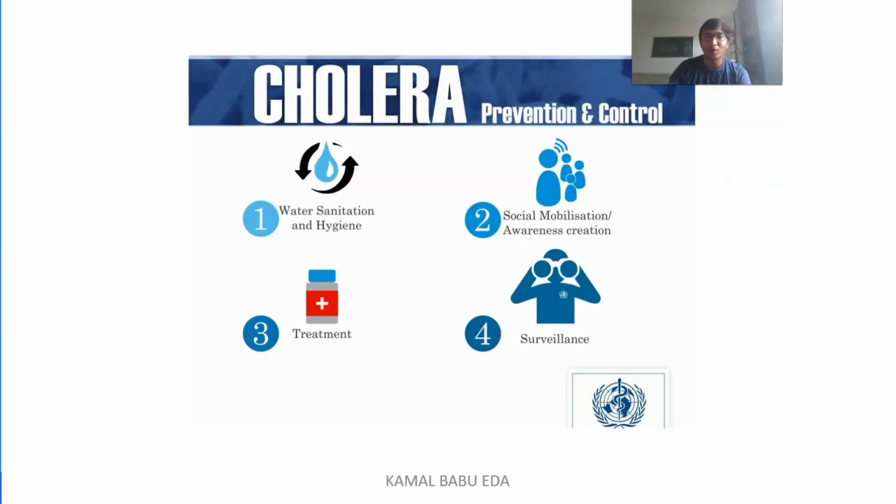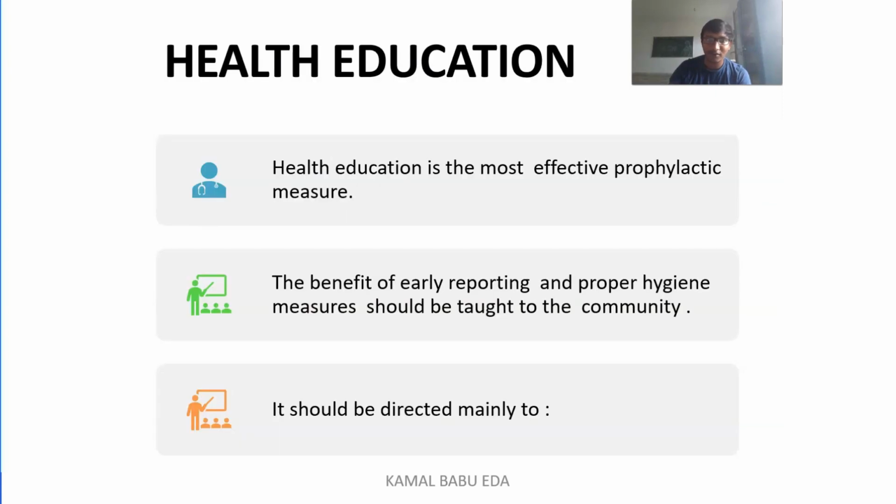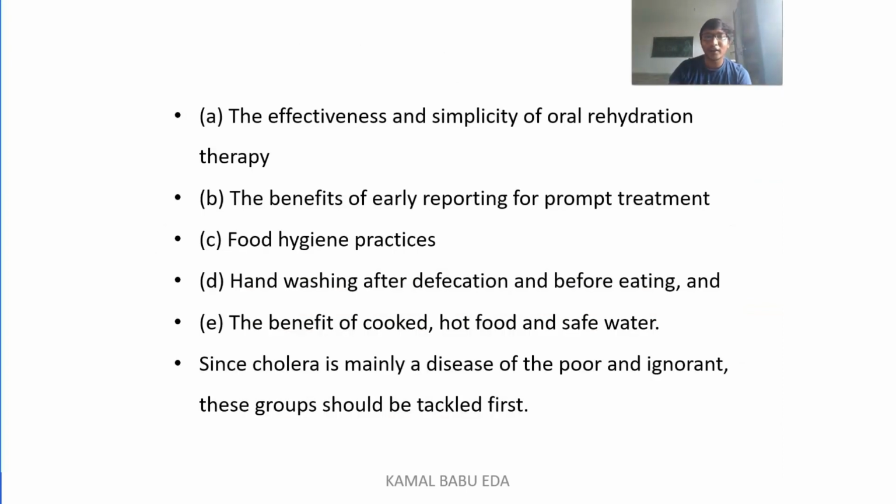How to prevent: mainly through water, sanitation and hygiene, social mobilization and awareness. We have to treat the cases as early as possible, and keep surveillance. Health education is the most effective prophylactic measure. The benefit of early reporting and proper hygiene measures should be taught to the community, directed mainly to the effectiveness and simplicity of oral rehydration therapy, the benefits of early reporting and prompt treatment, food hygiene practices, hand washing after defecation and before eating, and the benefit of cooked hot food and safe water. And since cholera is mainly a disease of the poor and ignorant, these groups should be tackled first.